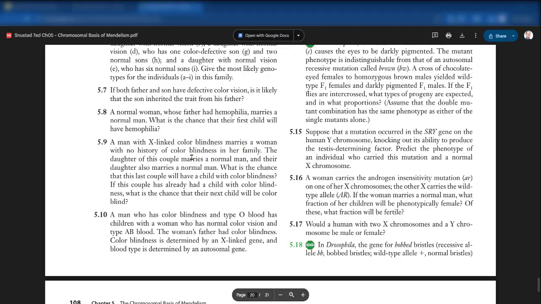The daughter of this couple, so draw her. She marries a normal man. You can draw him. Now we have 2 generations. Their daughter now also marries a normal man. There's a 3rd generation. What's the chance that this last couple will have a child with color blindness? So you're essentially building a pedigree very similar to the one that we just saw. And they're asking, what's the chance that this last couple will have a child, any child, with color blindness? So you're going to have to include that sex determination factor in there as well.